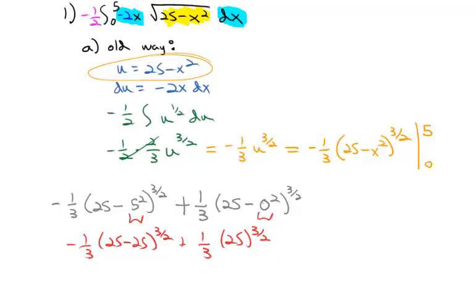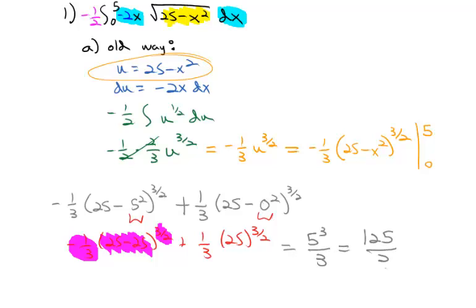And you'll probably notice that 25 minus 25 is 0. And 0 to the 3/2 is 0, times 1/3 is 0. All of that becomes 0. So we're probably more interested in the right side, which has 25 to the 3/2. The half takes a square root. So we have the square root of 25 is 5, cubed over 3, which is 125 over 3 for our final solution.